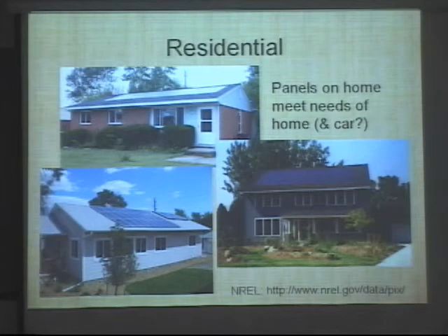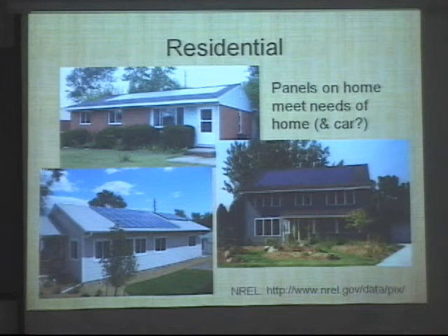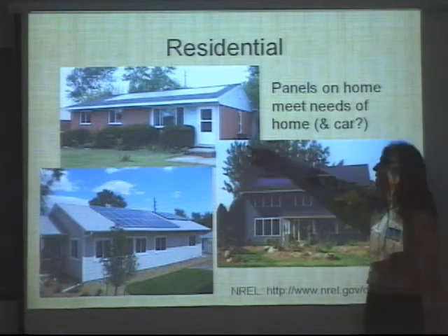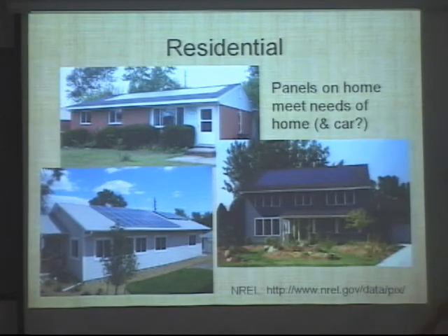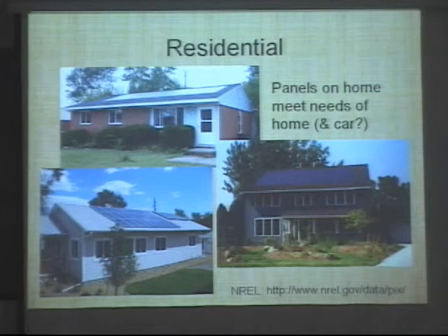Next scale, excuse me, would be residential. And I collected a bunch of just examples off the National Renewable Energy Lab website. And you can see these are sort of the ones you're used to. These would be monocrystalline cells in an array that goes on top of the roof on a rack. This is the shingle type. And I think that is also. So you put enough panels on your home, if your roof points the right way, to meet the needs of the home or some portion of them, and maybe it also charges your car.